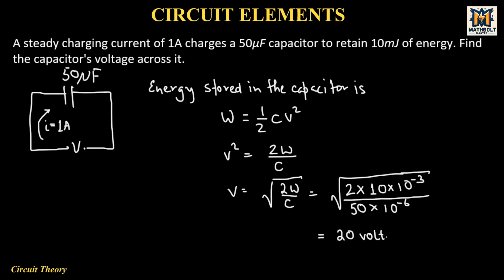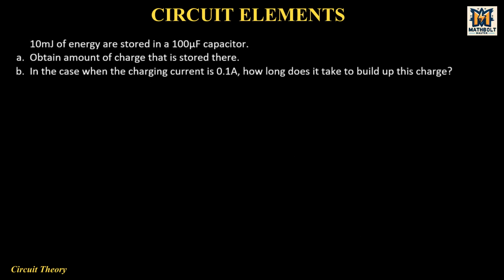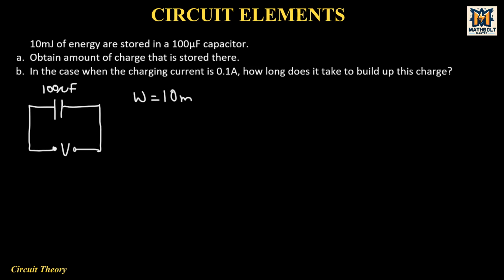So actually in a particular circuit, if I apply V equals 20 volts and 1 ampere current flows, then that particular capacitor will store 10 millijoules of energy. So the equation given is: 10 millijoules of energy are stored in a 100 microfarad capacitor. So we have a 100 microfarad capacitor, charged by some voltage source V, and it is seen that this capacitor stores 10 millijoules of energy.